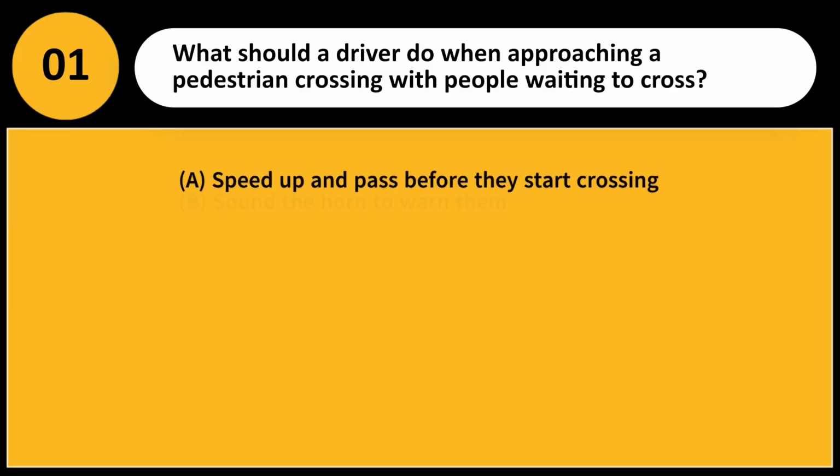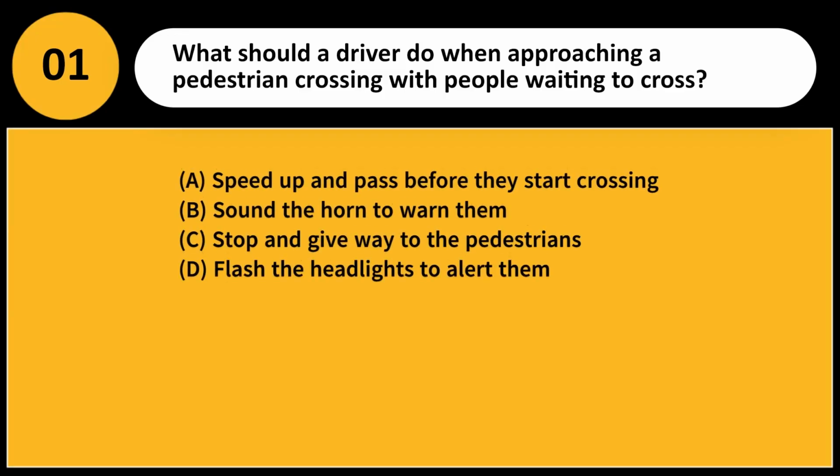What should a driver do when approaching a pedestrian crossing with people waiting to cross? A. Speed up and pass before they start crossing. B. Sound the horn to warn them. C. Stop and give way to the pedestrians. D. Flash the headlights to alert them.